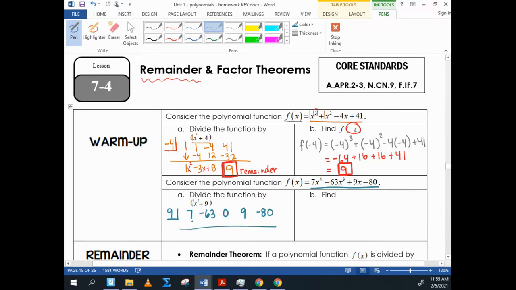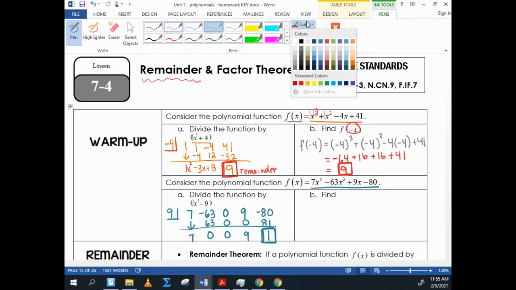Again, we're just looking for a remainder. So 7 is going to drop straight down here, multiply with 9, give me 63. Oh, we like it when it goes to 0. 0 times anything is 0, plus 0 is 0, times 9 is 0. 9 plus 0 is 9. 9 times 9 is 81. Minus 80 is 1. So notice right there, again, these numbers will play back into what we're doing next unit, but for right now, we only care about this remainder of 1.